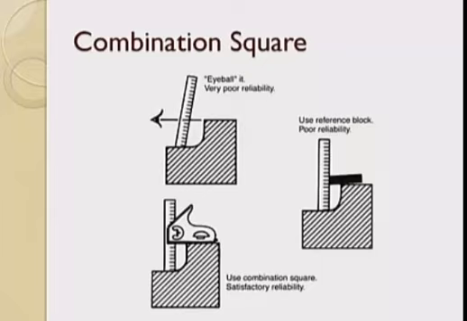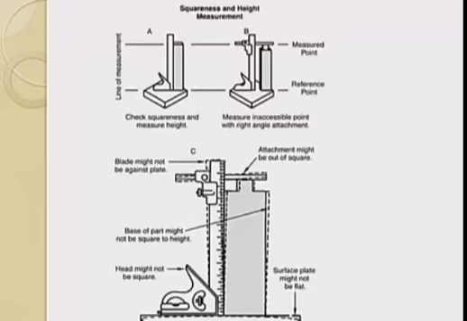You can use a reference block as shown on the right, but it has poor reliability and is very difficult to control. The combination square is attached to the rule, or the blade, and that provides satisfactory reliability and much more accurate measurement. You can also identify issues such as height by adding another accessory to the rule in addition to the square head. And you can also check squareness along the length of the rule using the square head.